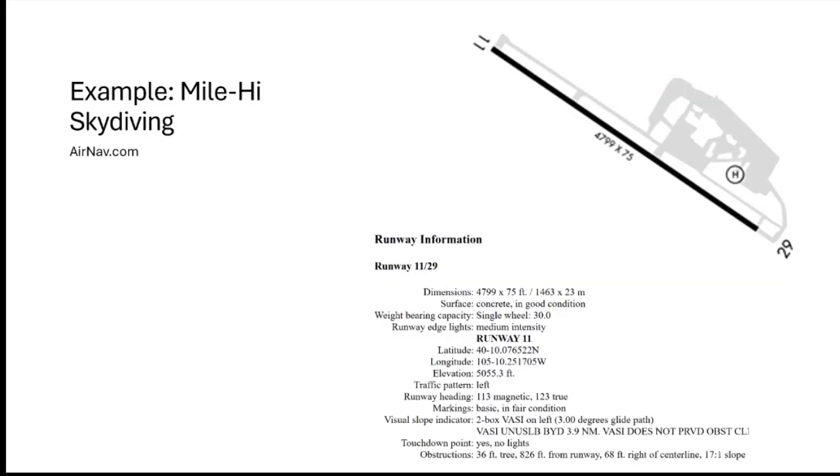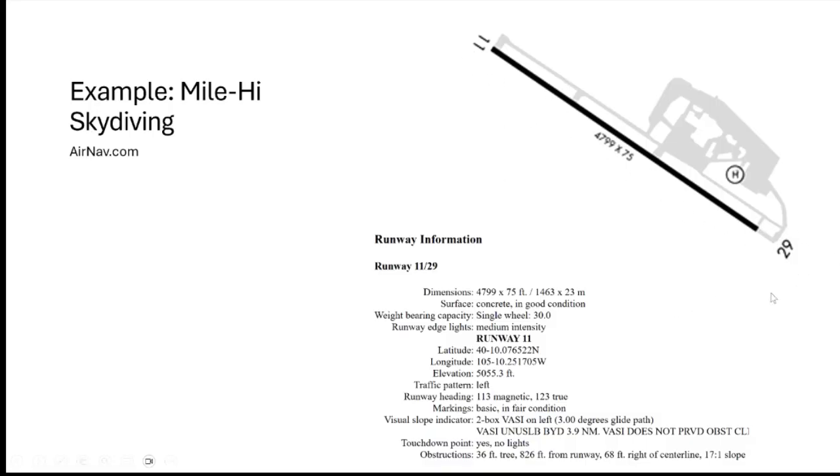Let's say that we are going to go to Mile High Skydiving, which is actually in Colorado. And I looked it up on Google Maps first, and I found out that it is at the Longmont Airport. And then I went to AirNav and I pulled this information. So again, we've got the diagram. They only have one runway here, and it's this one, runway 11/29.